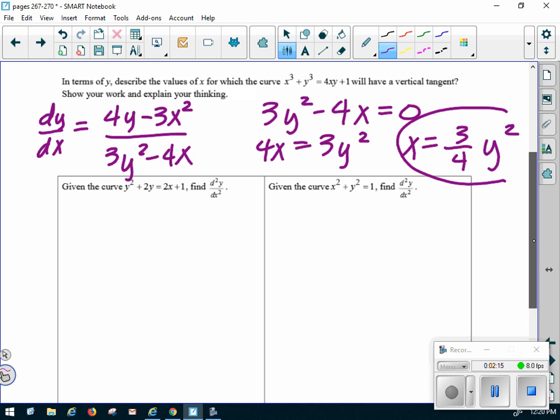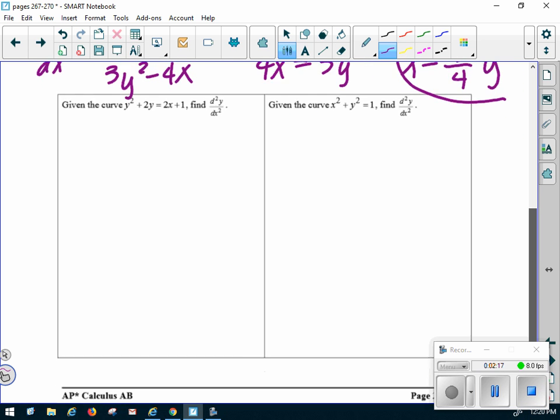All right, so we have 2 more questions to look at. And notice on both of them, notice what they are asking. Have we talked about that notation? Yeah, that means second derivative. Did we talk about that?